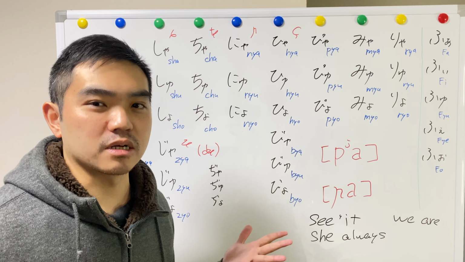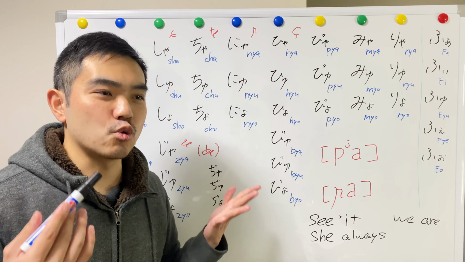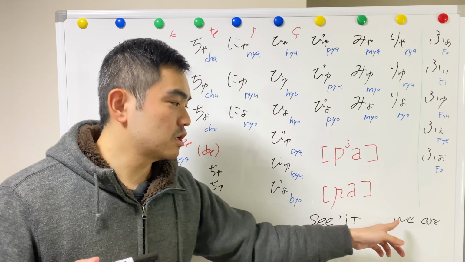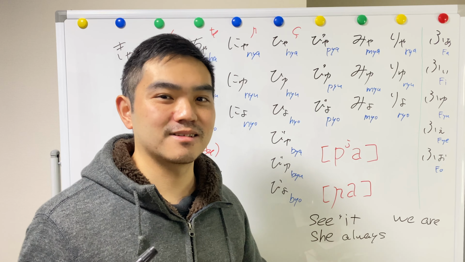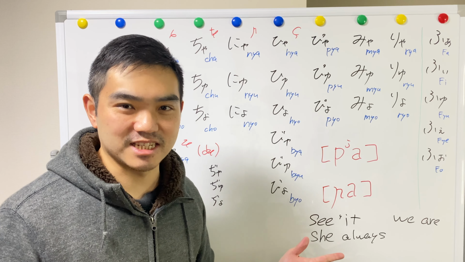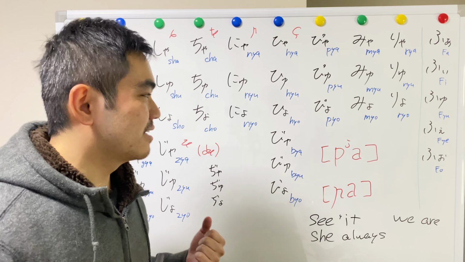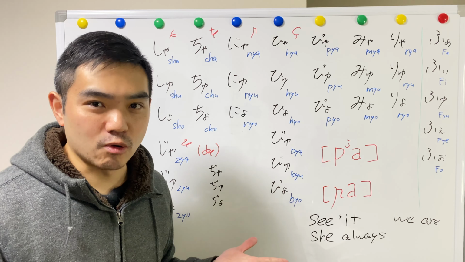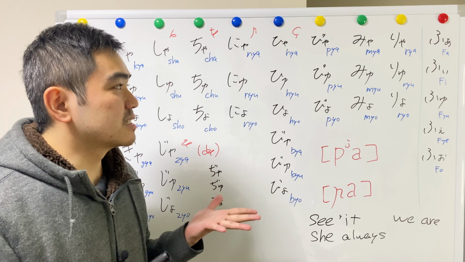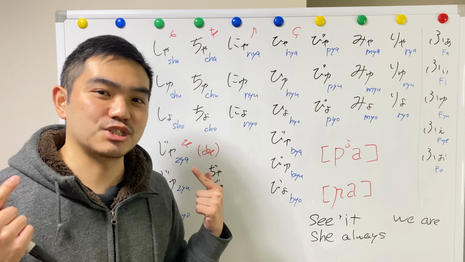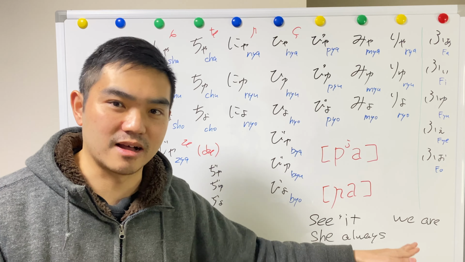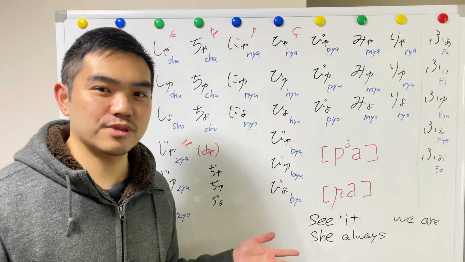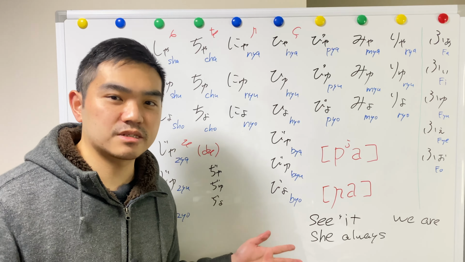This one too. We are. You don't say we are, right? You say we are. We are. This is the palatalization. So you're doing it in English as well. You didn't just notice that you're putting some sort of y sound between the words. Once you know this, you can master yoon in Japanese too.